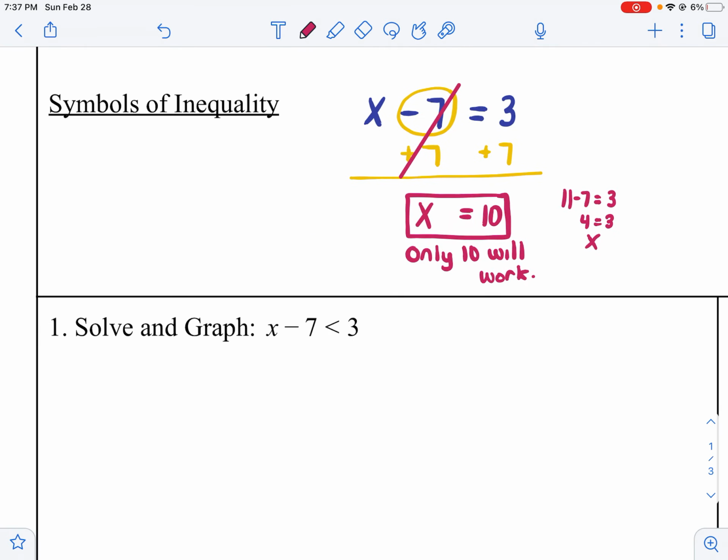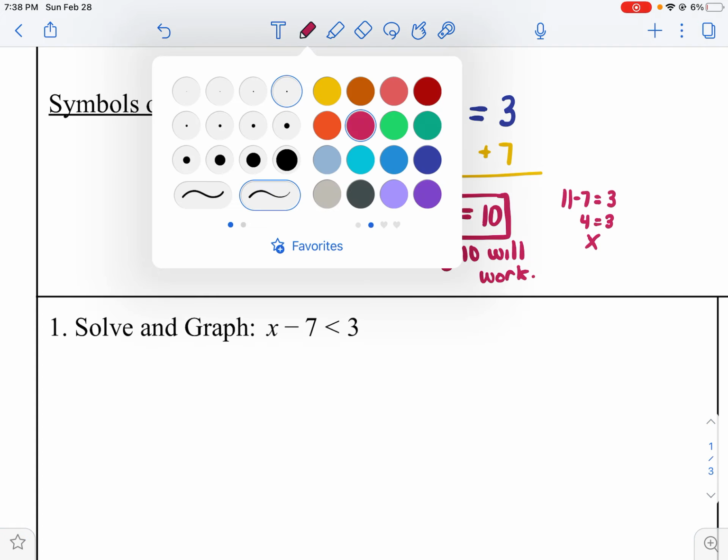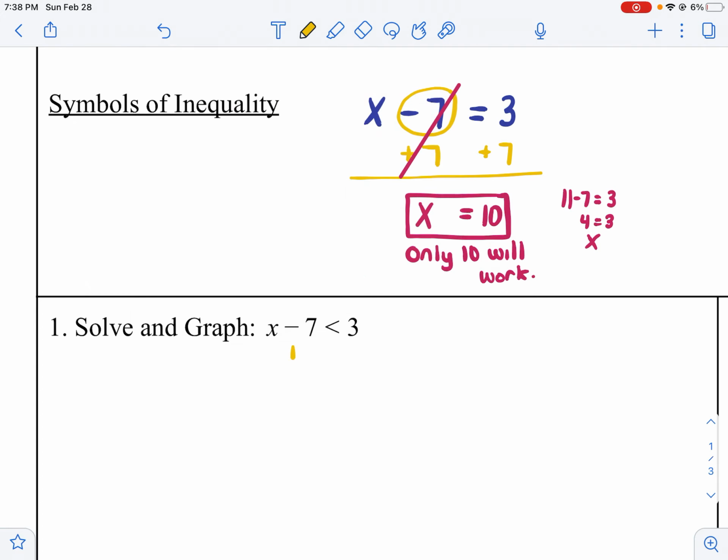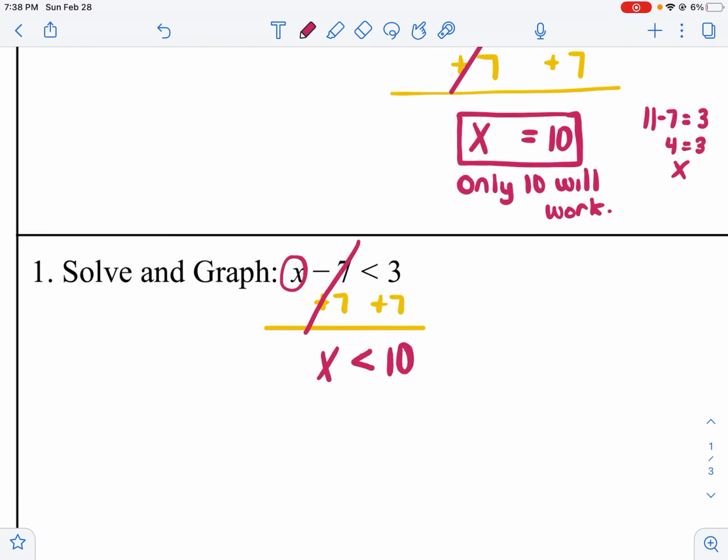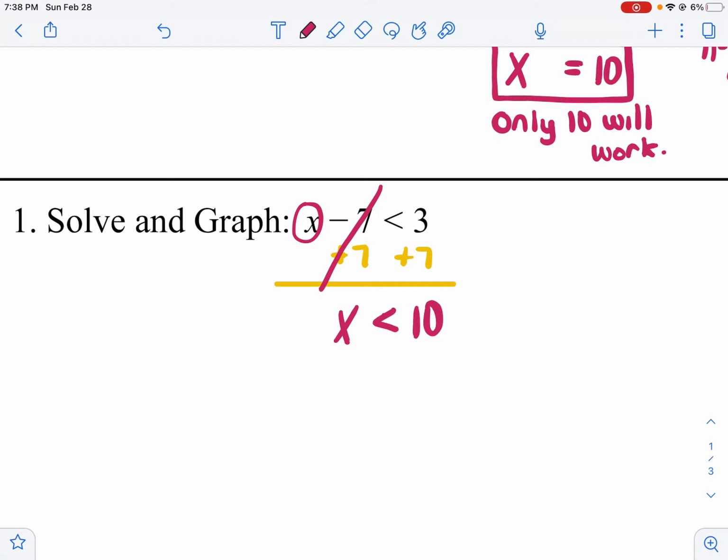Okay, so I want to show you this same question, but with a less than sign. x minus 7 is less than 3. I'm going to have the same process here. I'm going to add 7 to both sides, and that gets our x by itself. Now that the x is by itself, we have x is less than 10. Now what this means is that actually 10 isn't even an answer. 10 doesn't work. 10 minus 7 is 3, and 3 is not less than 3.